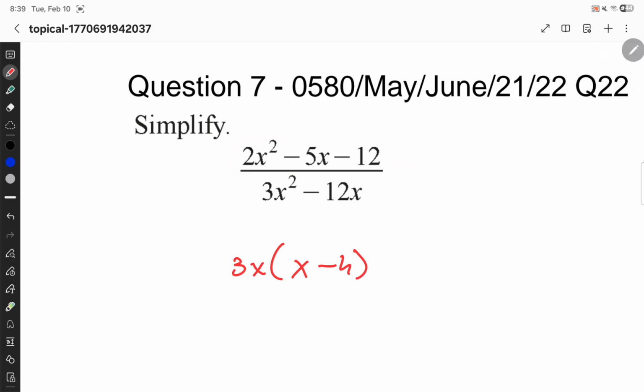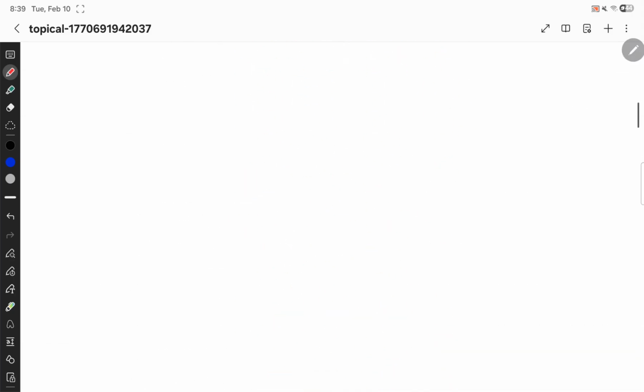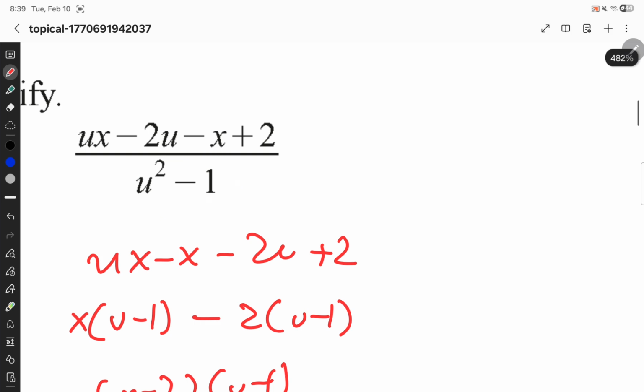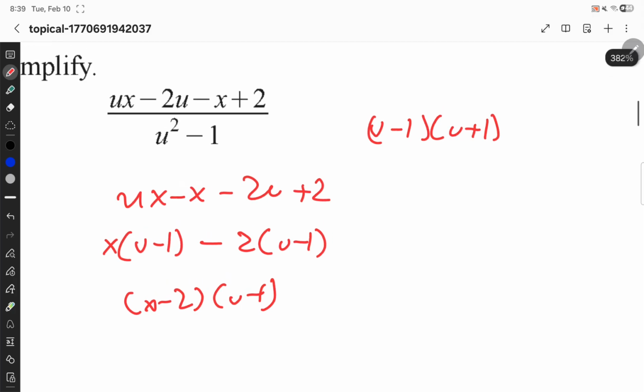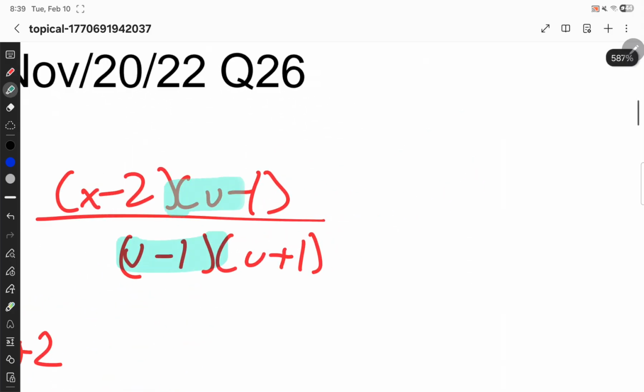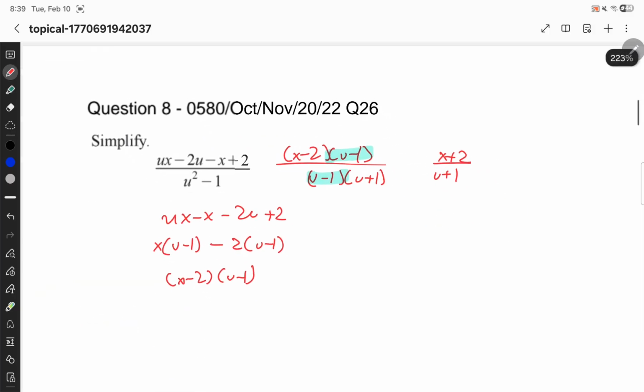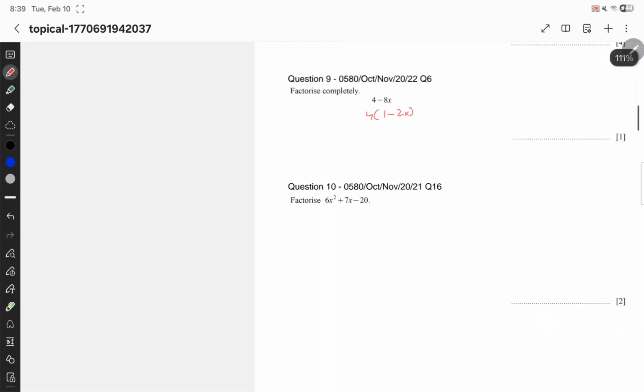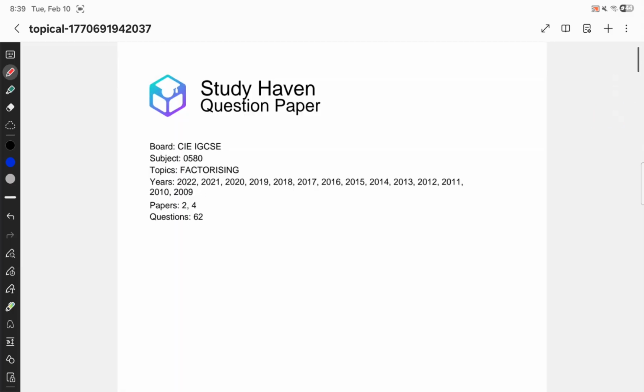Okay, we will come to this later. Just doing the numerator because that's simple. The denominator here is u minus 1, u plus 1. Now we have factorized the numerator as well, x minus 2, u minus 1. We remove these, so we get x plus 2 over u plus 1, simplified. Yay. Okay, now let's do the third type, which is the most difficult type of all, factorizing a quadratic.